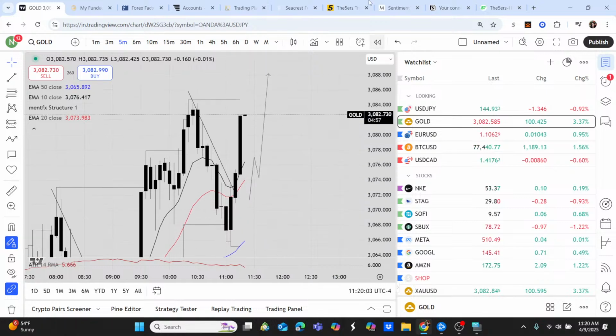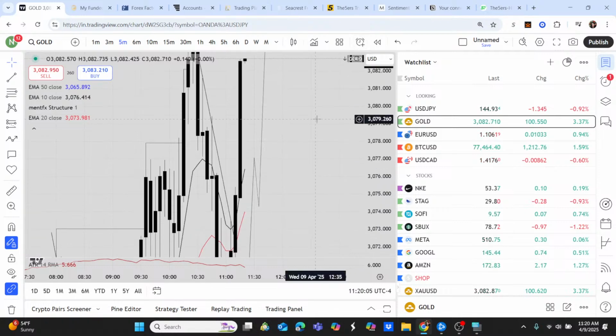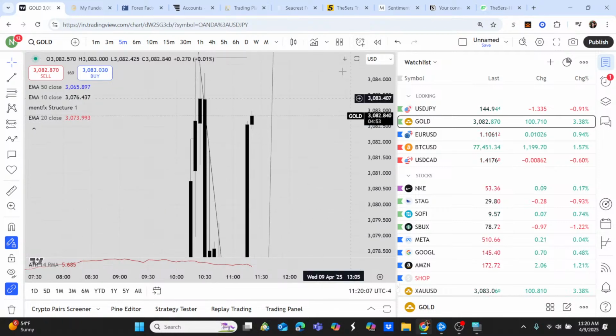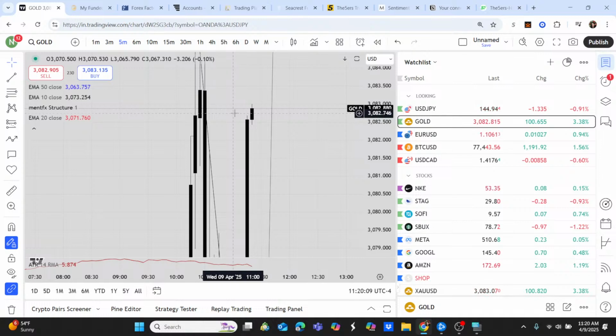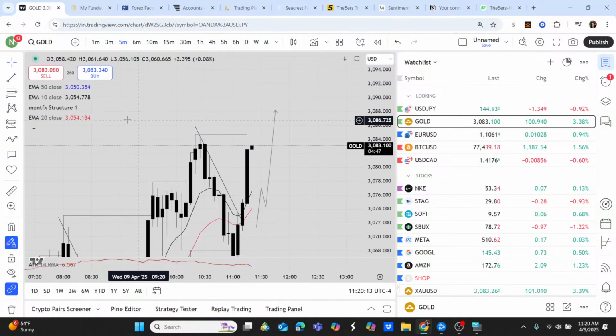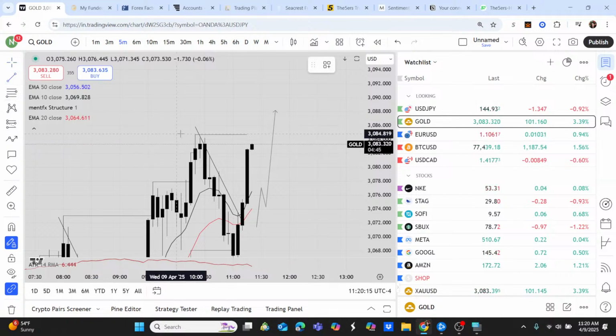Let's see what it does. Does it take out the high or does it pause? So we immediately took out the high right here. So it's the same thing. I've got to wait all over again. So as long as we don't take out this high completely, I'm still valid.